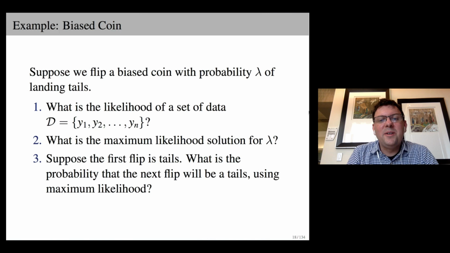1. What is the likelihood of a set of data y1 up to yn? So we're just doing n flips, maybe we see m tails. 2. What is the maximum likelihood solution for lambda? 3. Suppose the first flip is tails. What is the probability that the next flip will be tails using our maximum likelihood estimate for lambda? You can assume m tails and n flips.